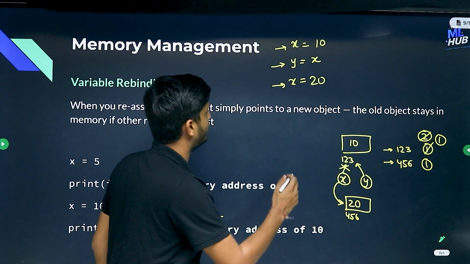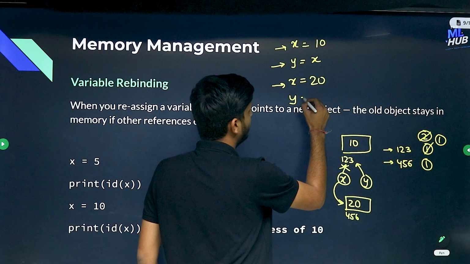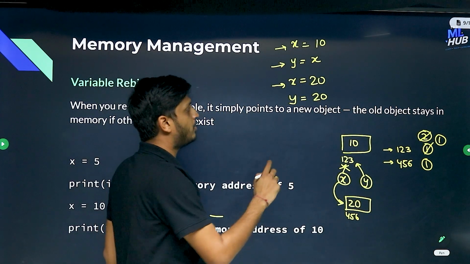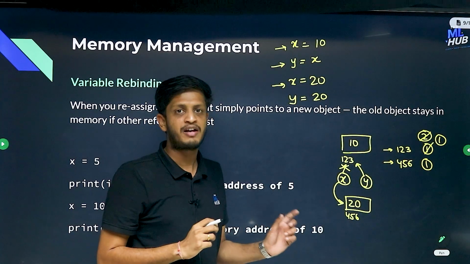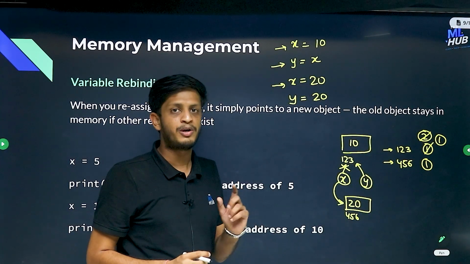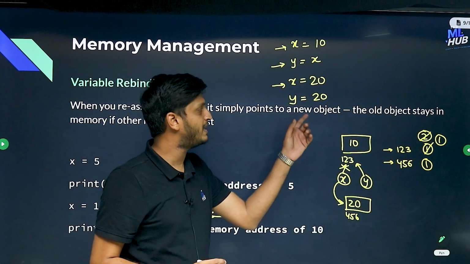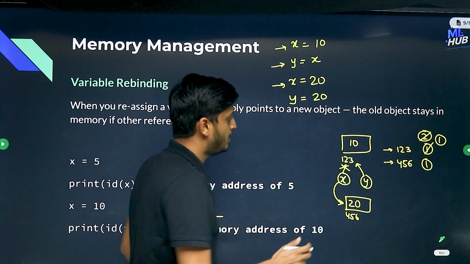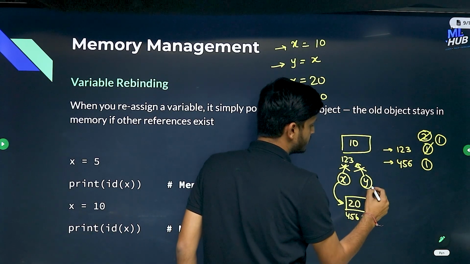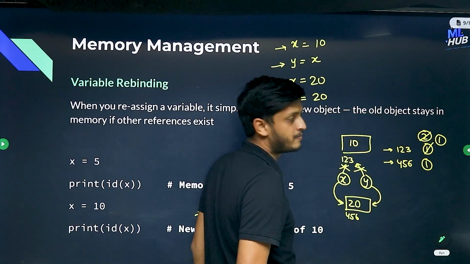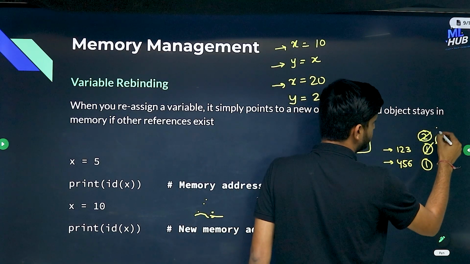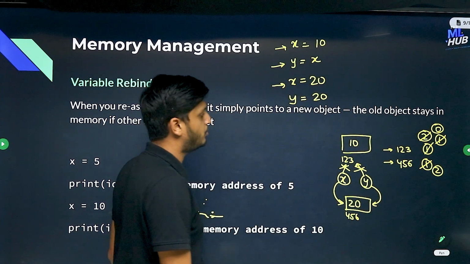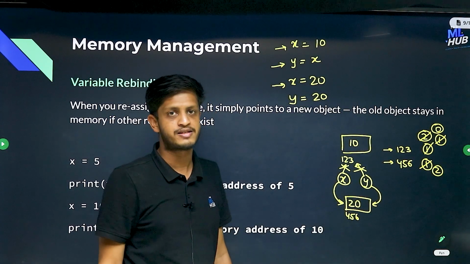So let us say I write one more statement, y is equal to 20. Now what will happen? Since 20 is between 5 and 256, a new memory location for 20 will not be created. 20 is actually cached or interned. So the same memory location will be used and y will now also start pointing to the same memory location. So this count will now become 0 and this count will now become 2 because x and y are both pointing to the same memory location 456.